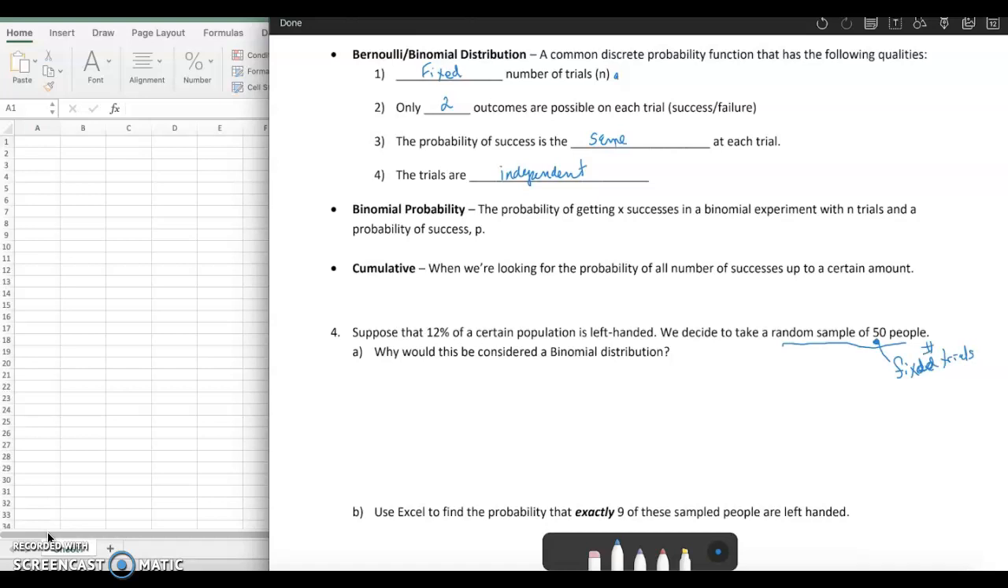Are there only two outcomes possible for each trial? Well, yes, because when you choose a person randomly, they're either left-handed or they're not. So you either have a success or a failure for this particular situation. So two outcomes.